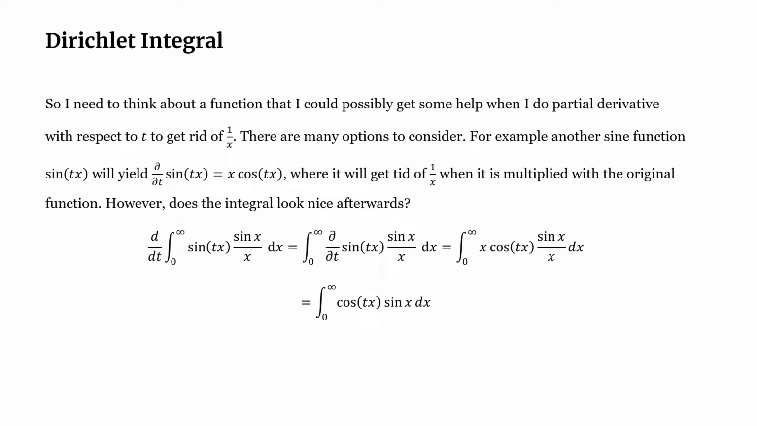Can you consider a function that will get rid of the 1 over x and still give us a nice improper integral to work with? Because if you look at this, even though you should be able to use the product to sum formula, I'm sure the integration would be quite nasty. We often don't like the product of a sine and cosine, especially when they have different periods.